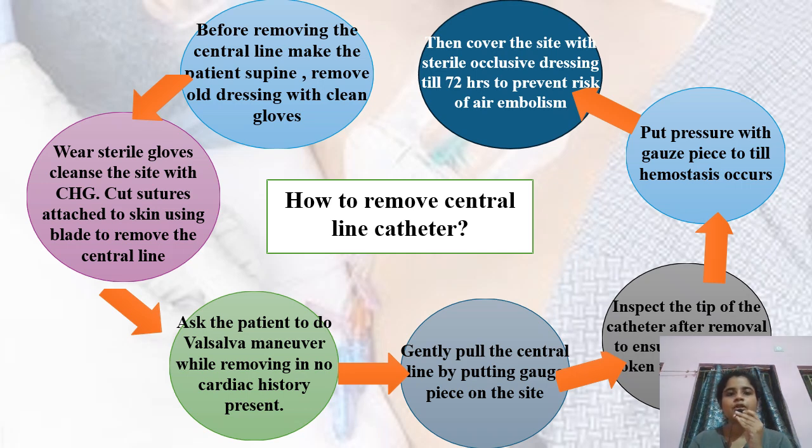Then coming to the removal of the central line catheter. After the central line purpose is over, if the patient is off vasopressors and inotropes, no blood transfusion is needed, no TPN is needed, the patient is on a lesser number of antibiotics, or chemotherapeutic drugs are not going on, then in those cases you can remove the central line catheter.